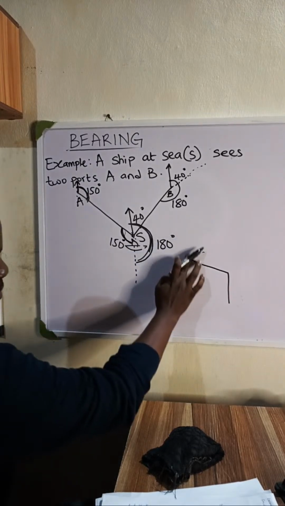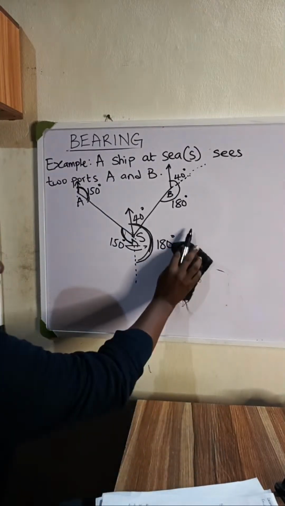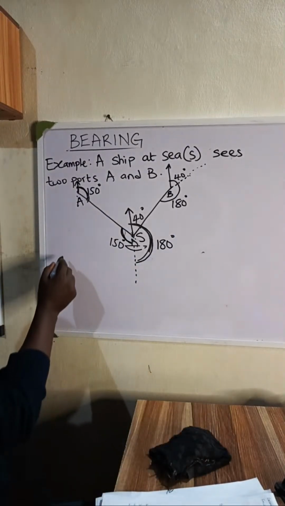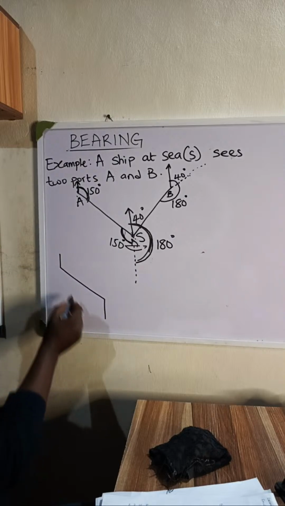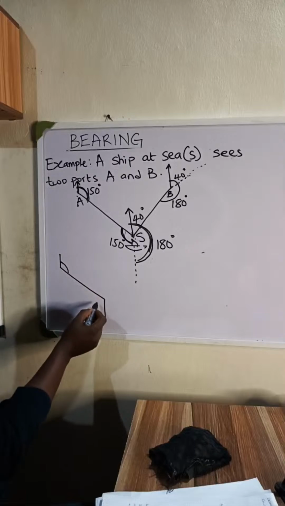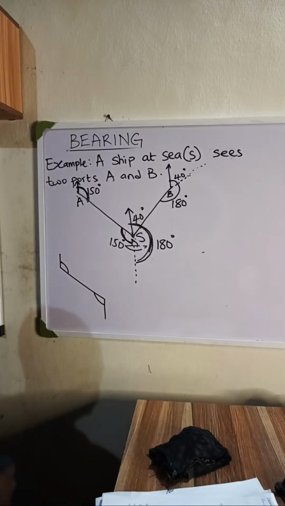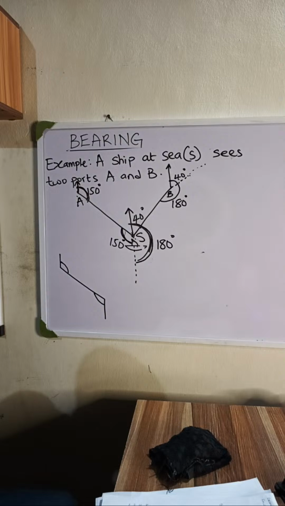When you have an angle like this, let me draw it well. You have it like this. So this angle here is equal to this angle here. They are also alternate angles. Okay?